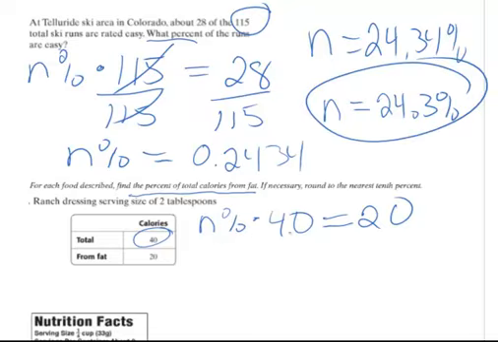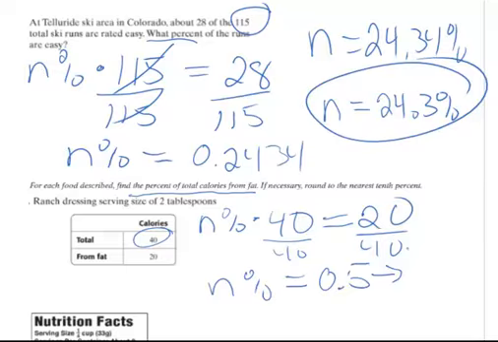So again, if I want to get my n by itself, I need to divide both sides by 40. So that gives me n percent equals, if you take your calculator, you should come up with 0.5. But if we change that to a percent, that should just give us 50%.